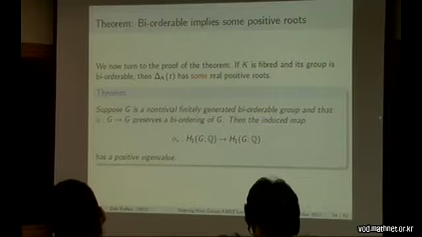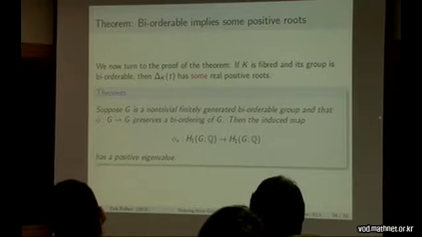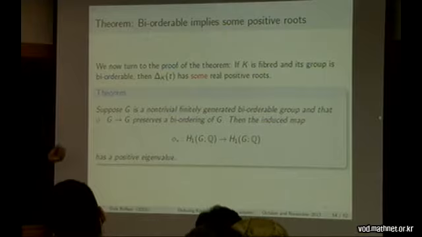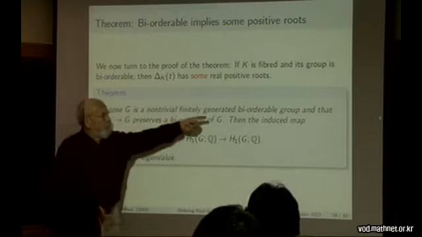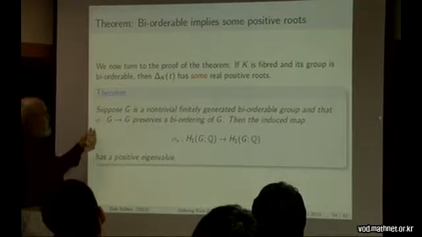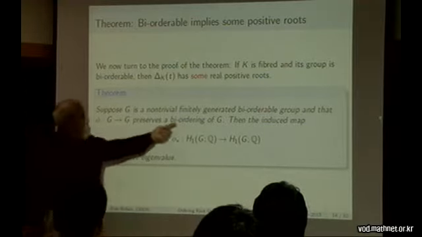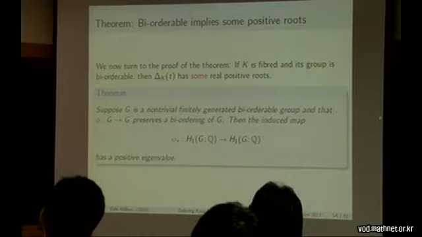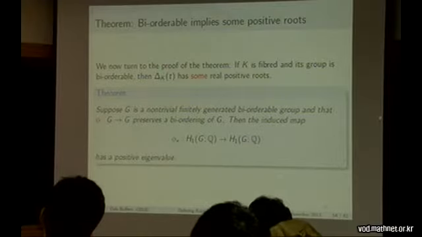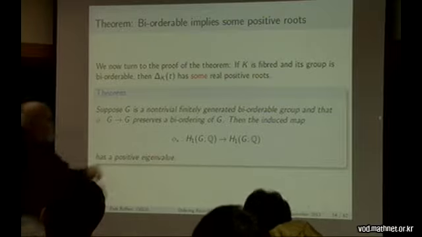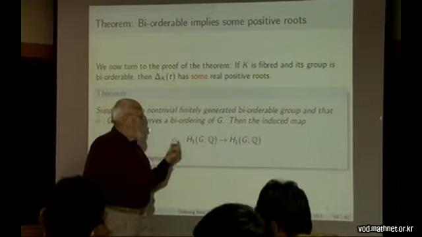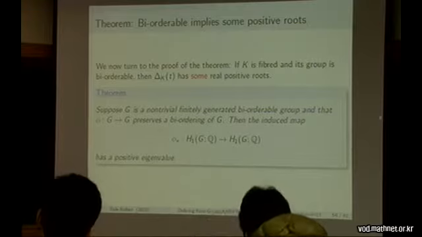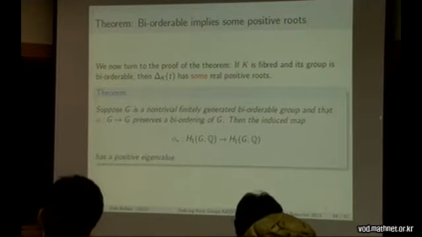Well, we're going to use another theorem that we had to prove to do this, and that is if you have any, in fact, non-trivial finitely generated biordered group and an automorphism preserving the biordering, then the induced map has to have at least one positive eigenvalue. So remember, for the free group, the group of the fiber, this is just the homology monodromy, and its eigenvalues are exactly the roots of the Alexander polynomial.